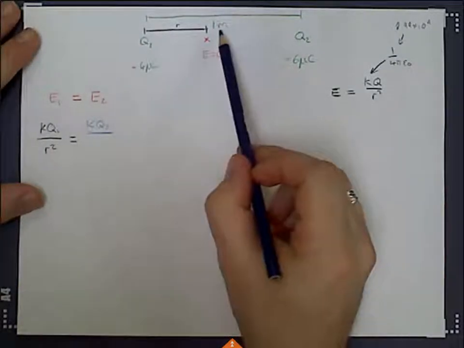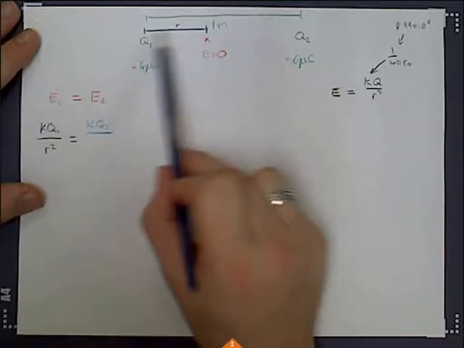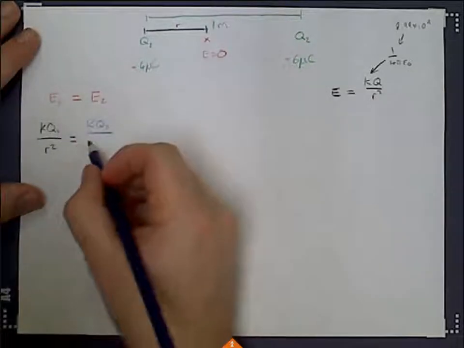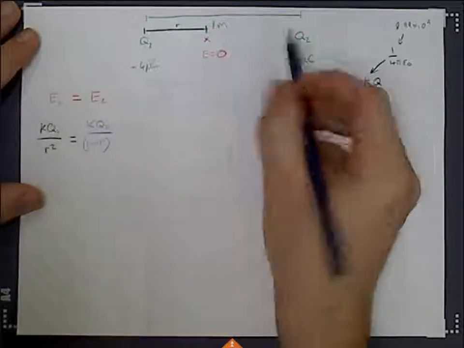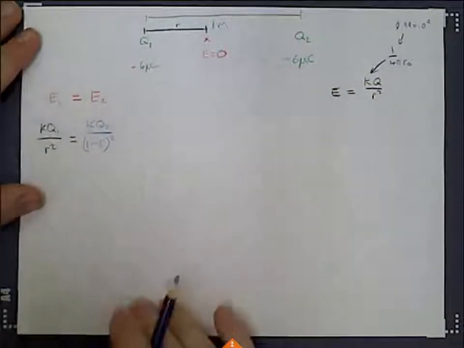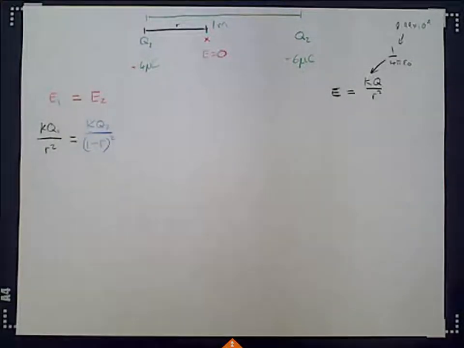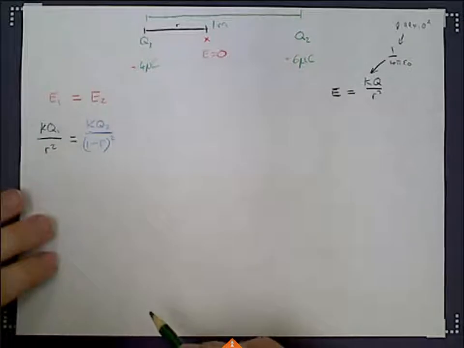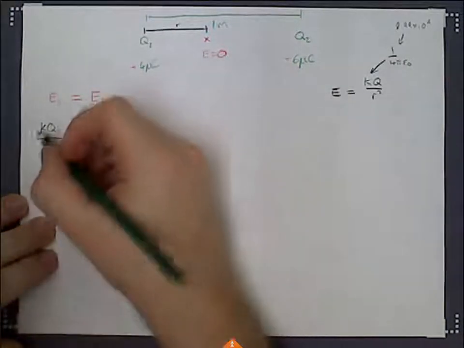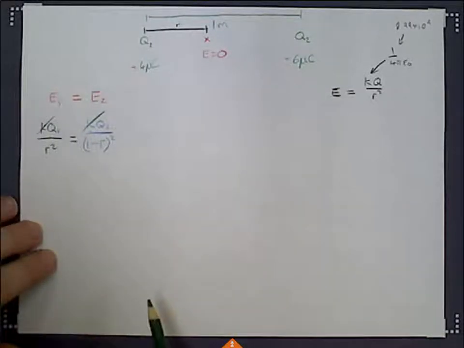Well, what we can use is the fact that we know there's a meter here, and that the distance from there to there is R. So we can say that 1 meter minus R is going to be our distance from there to there, squared. So this is all coming together quite nicely now. So we've got a term that we can use for our calculation. And we can do a bit of algebra. We can get rid of the k's because they would cancel out by dividing both sides by k.